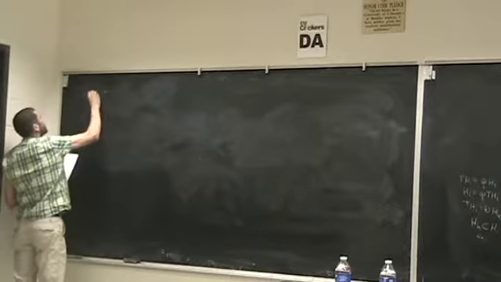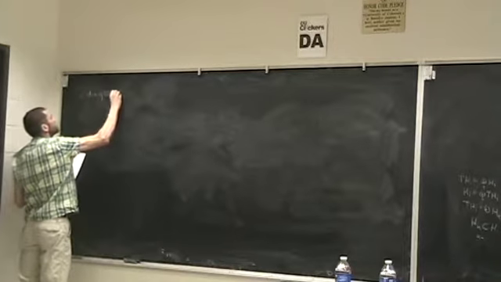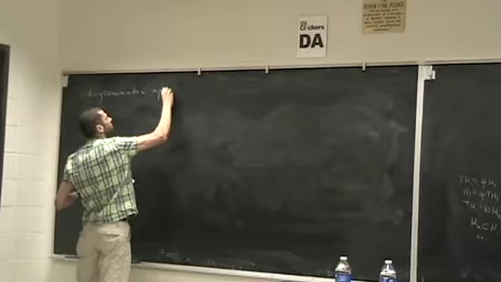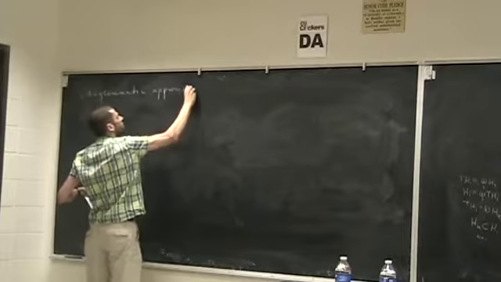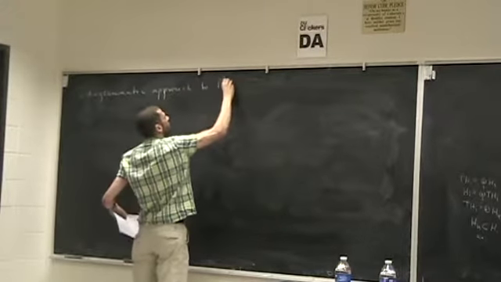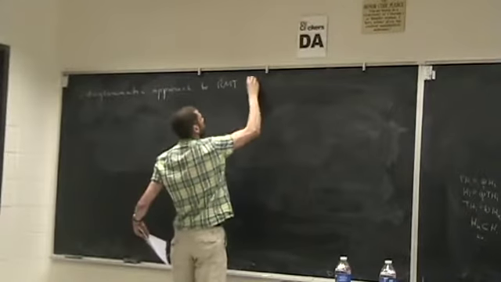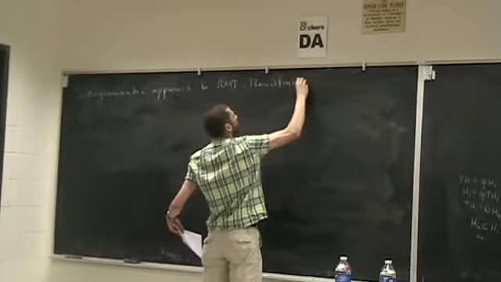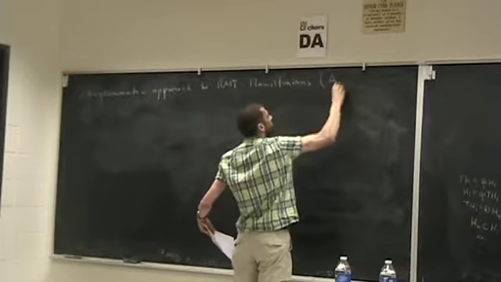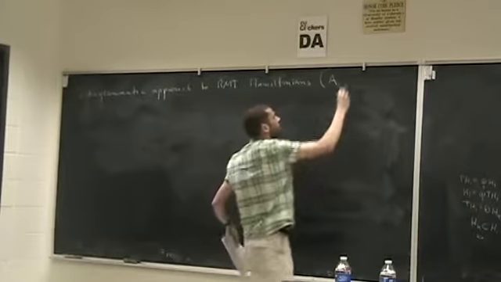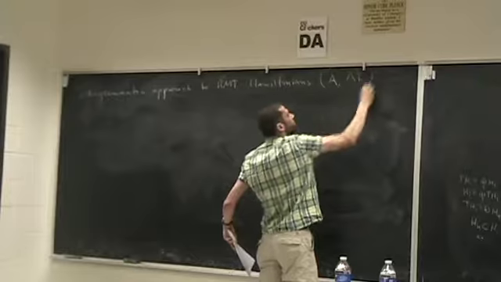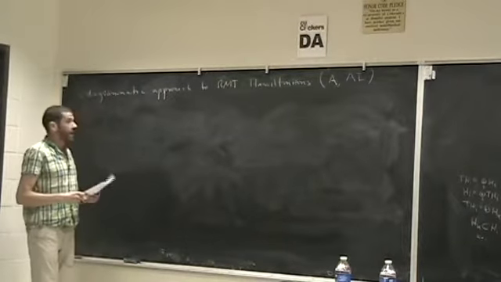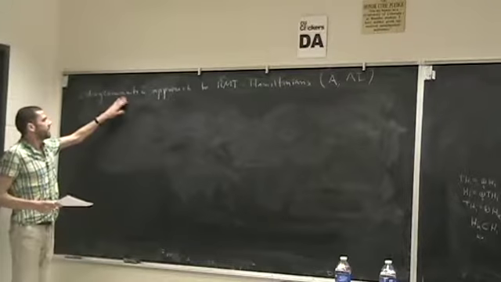What we formulate is a diagrammatic approach to RMT Hamiltonians. And I will restrict the discussion to Hamiltonians of type A, unitary symmetry, or A1. Symplectic is rather similar.